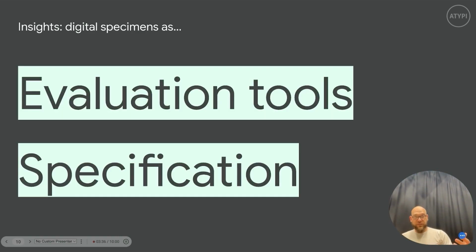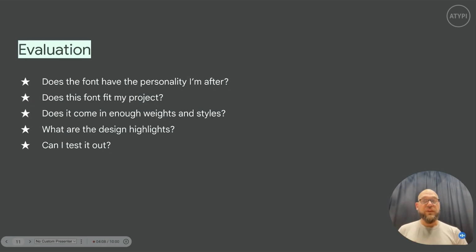The insight was that printed type specimens are collectibles, right? People love printed type specimens. They're wonderful physical objects. A lot of love goes into them, and they're nice to keep around. Digital specimen pages are a little bit more ephemeral. They only live on your computer or in the ether. But they still are very useful. They're used as evaluation tools and as a source of specification. So the tasks connected to them are generally from those two categories: evaluation and specification.